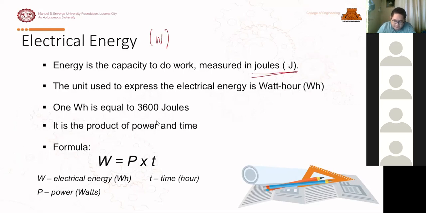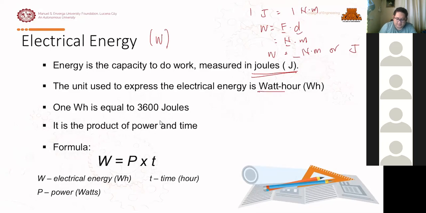So, sinabi na natin yung 1 joule is equals to 1 Newton meter. Kung mabalikan natin, ang work is equals to force times distance. The force is in terms of Newton, and distance is in terms of meter. Kaya, work is equals to Newton meter, which we call joules. Then, the unit to express the electrical energy is watt hour daw. So, we have a conversion: 1 watt hour is equivalent to 3,600 joules.